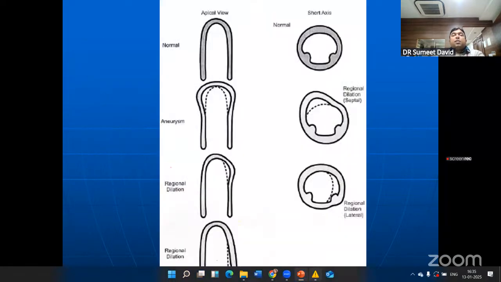So this is what happens normally. This is the LV in the apical four chamber, the apical view. What happens when there's an aneurysm formation? So this is aneurysm dilatation. When there is a regional dilatation, this is how it looks like. In short axis also, normally it looks like this, and when there's regional dilatation, you see it in the septal area, then regional dilatation of the lateral area.